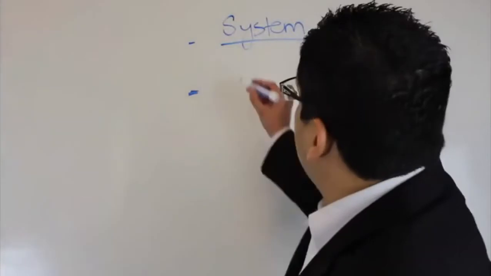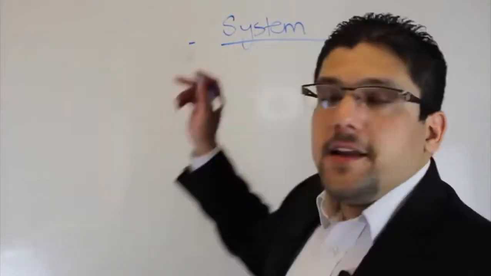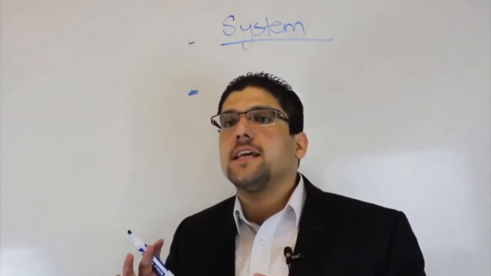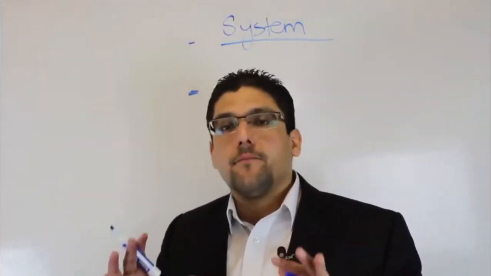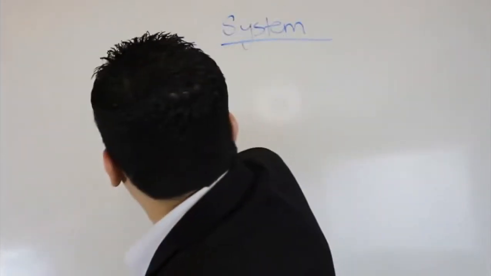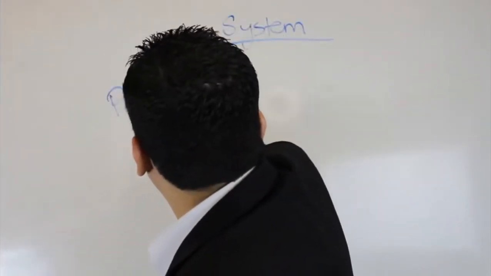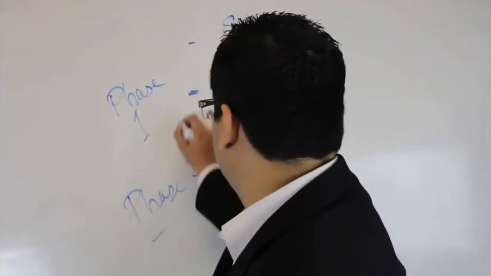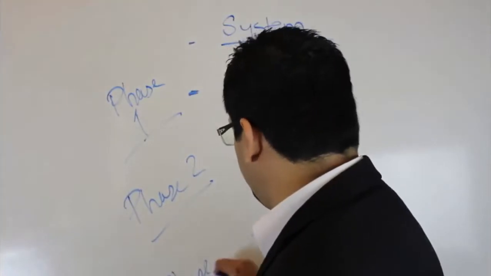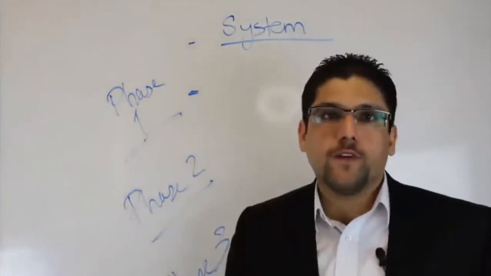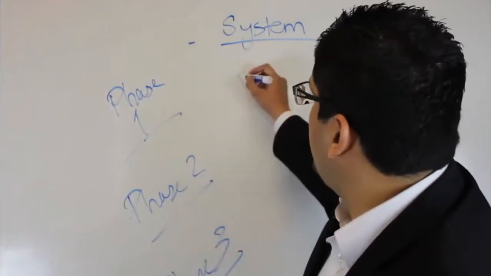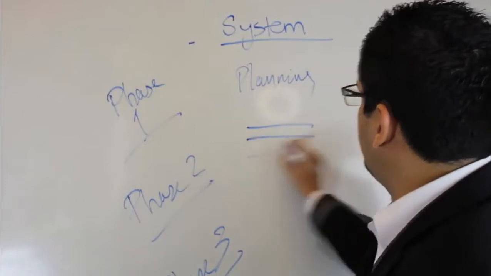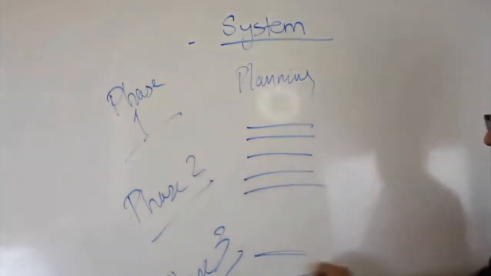Now, a systematic review is divided into, I would say, three phases. Phase one, phase two, and phase three. Phase one is simply planning, and we'll talk about this. Phase two is complicated. It has many steps. Phase three is a little easier.